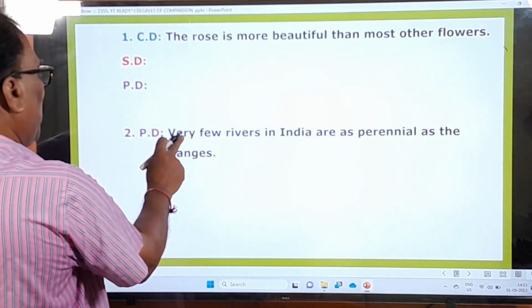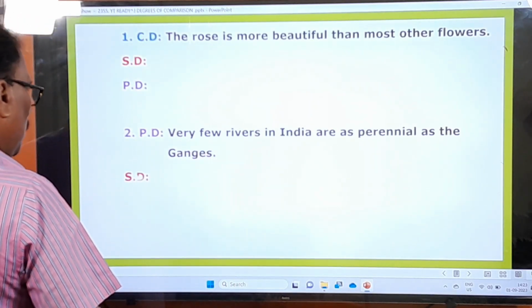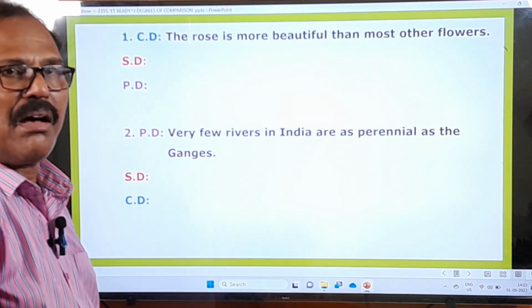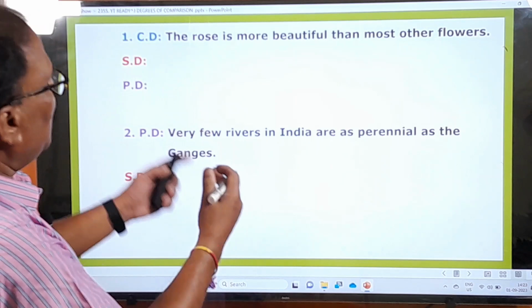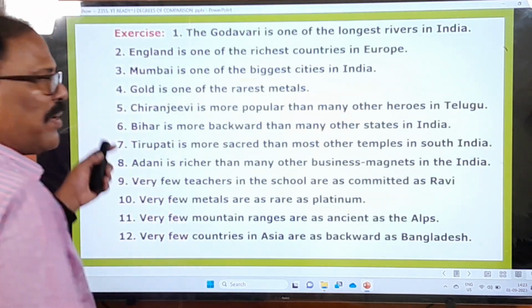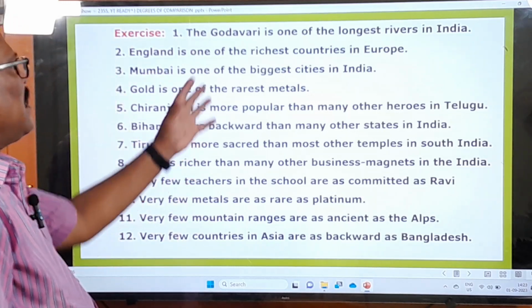Okay, this is given in the positive degree. You have to change it into superlative degree and comparative degree. So these two things are meant for your homework. Please change them into other degrees. So apart from those two things, overall exercise is also given here.